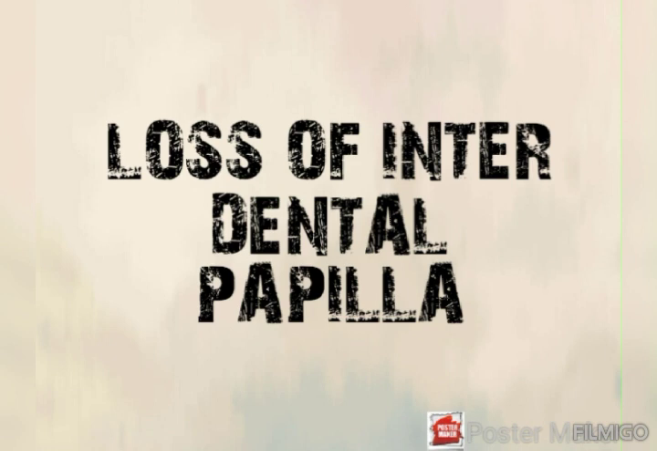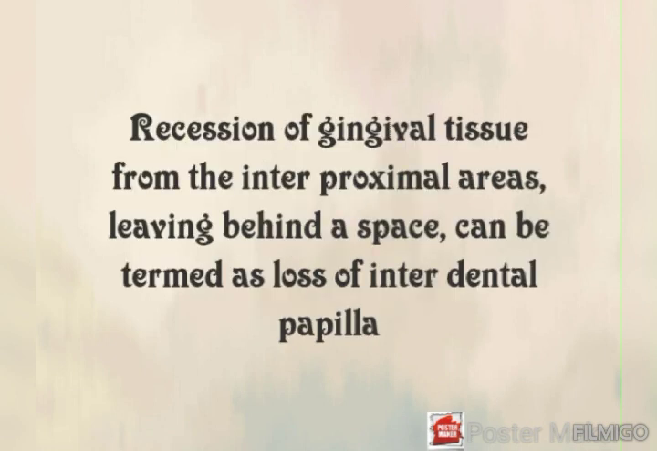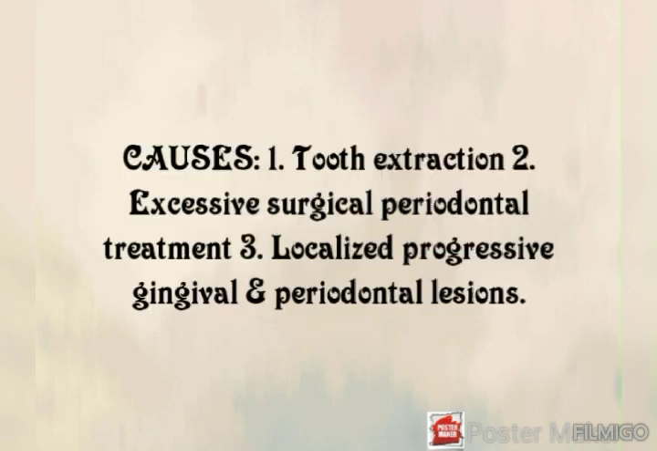Recession of gingival tissue from the interproximal areas, leaving behind a space, can be termed as loss of interdental papilla. So, there is a space created in the interproximal area because of the recession of gingival tissue. This is called loss of interdental papilla or black triangle. Mainly it is due to the recession of gingival tissue.